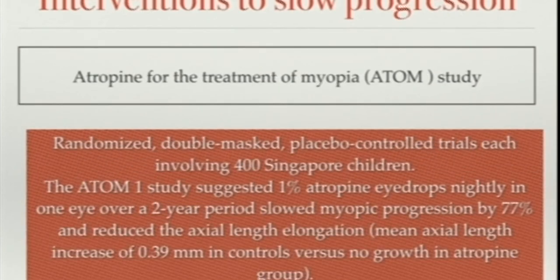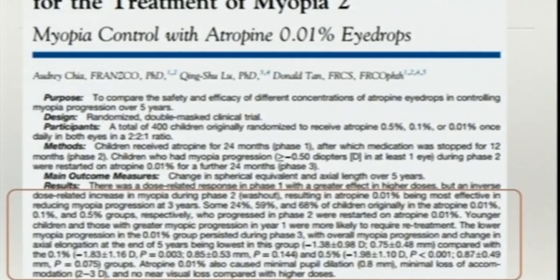One of the most promising interventions to slow the progression of myopia is the Atropine for the Treatment of Myopia study. ATOM 1, ATOM 2 and ATOM 3 studies have come out. ATOM 1 used 1% atropine nightly over a period of 2 years, and they showed that it slowed myopic progression by 77% and reduced the axial length elongation as compared to controls. But with the 1% atropine drops, there were a lot of side effects, including glare, photophobia, and near vision problems. So they reduced it to 0.1, and now currently it is the 0.01% atropine which is being used.